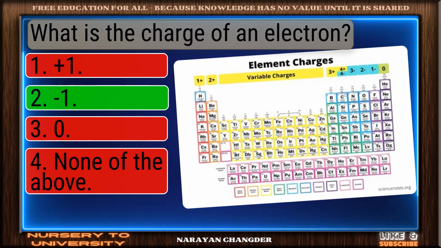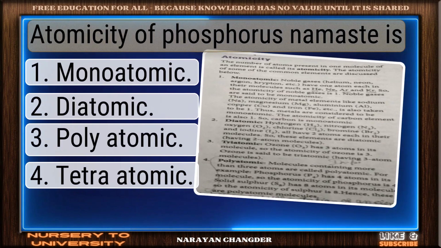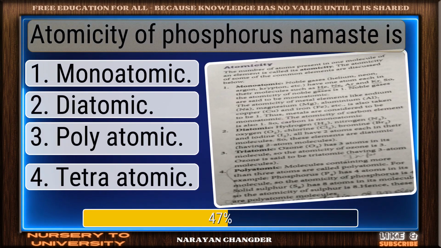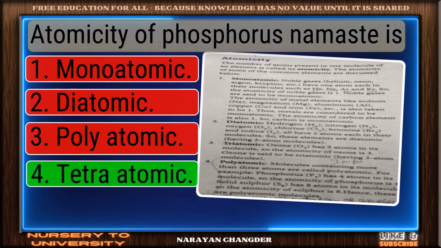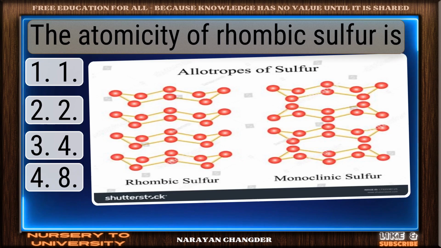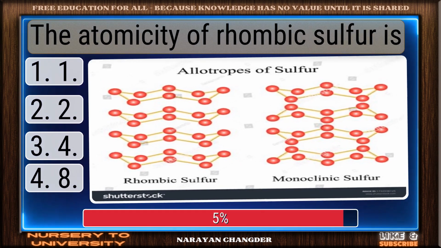Valid point. -1 is true. Question number 219. Atomicity of phosphorus is? Right choice. Tetraatomic is the best answer. Question number 220. The atomicity of rhombic sulfur is?